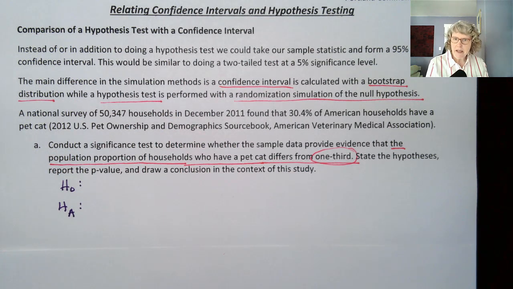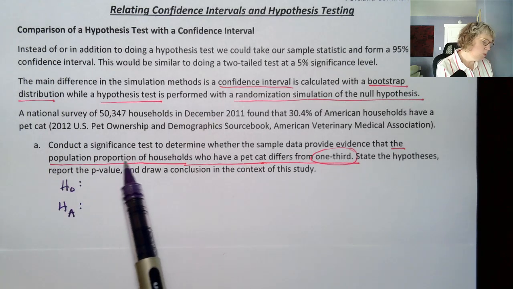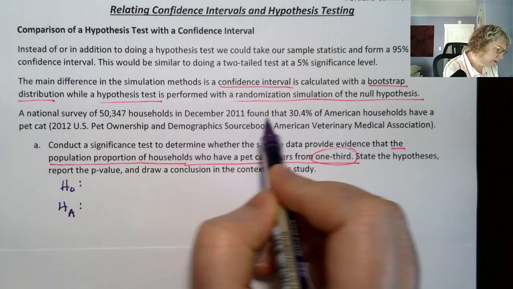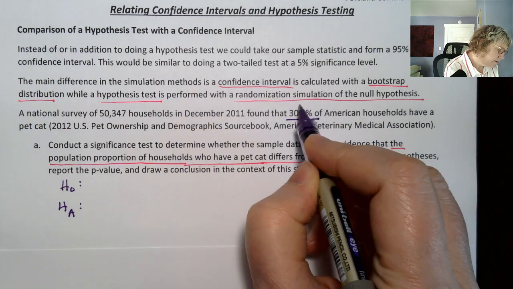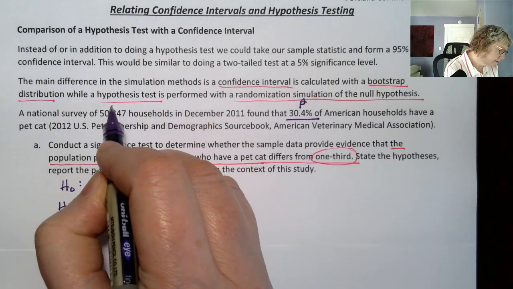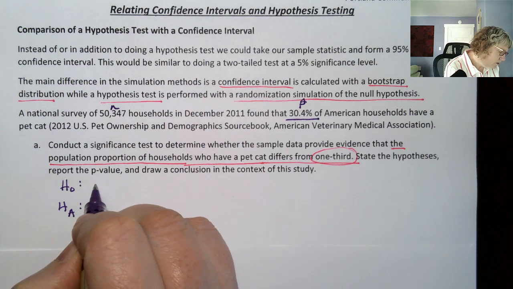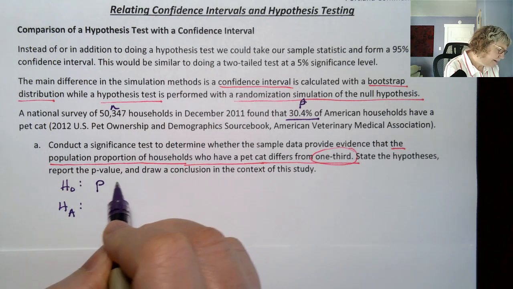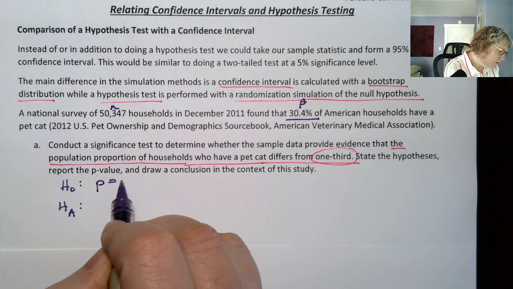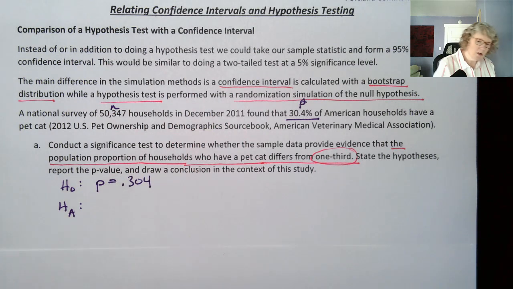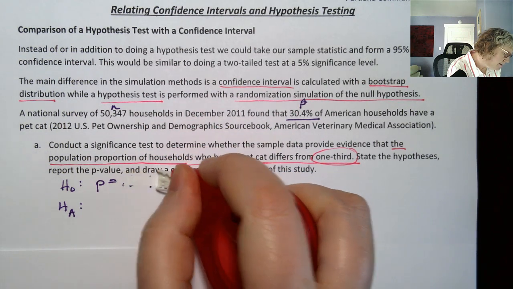Okay, is it going to be a mean or a proportion, first of all? We're testing the population proportion, and that's what we're given, right? I'm going to underline this as well. This is our p hat, the 30.4%, and the 50,347 is our n. Okay, so our null is that p is equal. Remember, the null's always equal. 0.304. I'll write it. Oh, sorry. That's our p hat. Silly me.